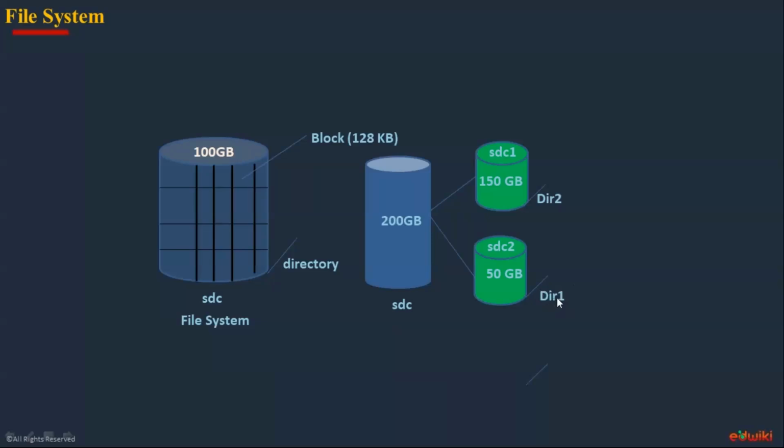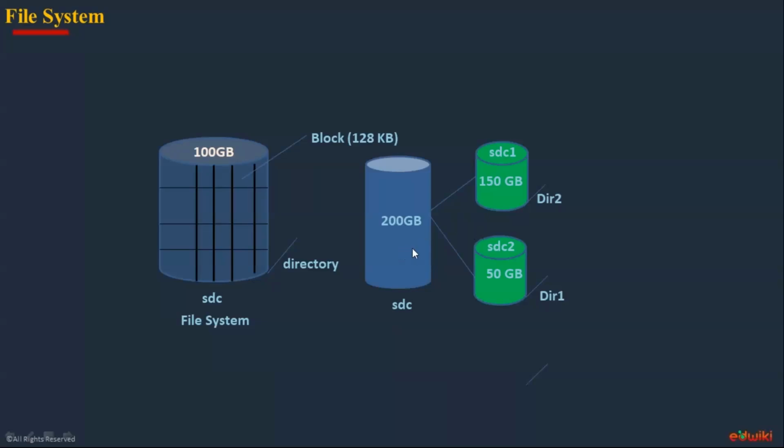Now you see, I got two file systems. Slash dir1 is one file system, slash dir2 is another file system. Any data that you are keeping in slash dir1, that data will go to SDC2 partition. Any data that you are keeping in slash dir2, that data will go to SDC1 partition. Of course, all the data is going to the same drive only, it's SDC disk only, but it's possible to make them into partitions and divide that into different file systems for different flexibility purposes.